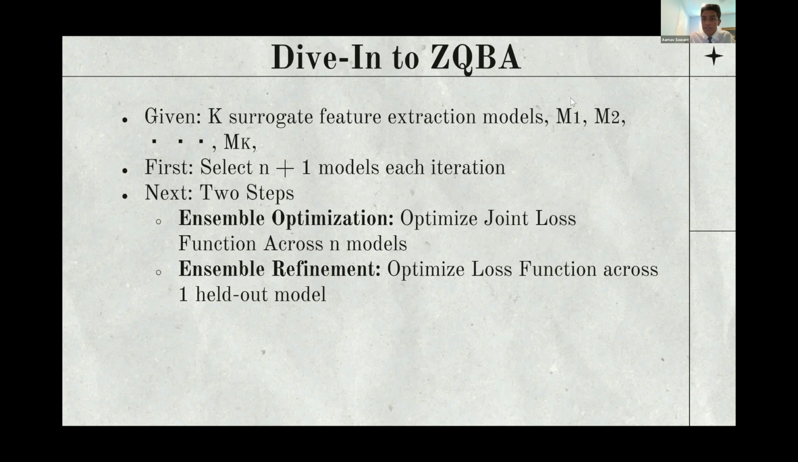So just a little bit of a dive into our algorithm. We take K surrogate feature extraction models. Then at each iteration, we take N+1 models, and we have 2 steps of our optimization. The first step is called Ensemble Optimization, where we optimize a joint loss function across N models. We hold out one model. The Ensemble Refinement stage is where we optimize the same loss function on the one held-out model.